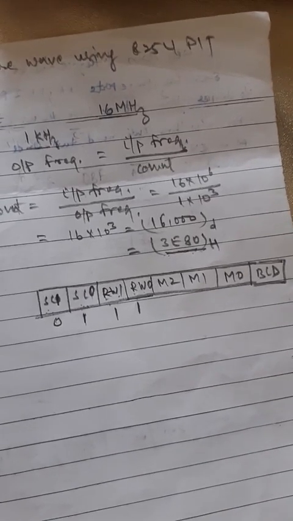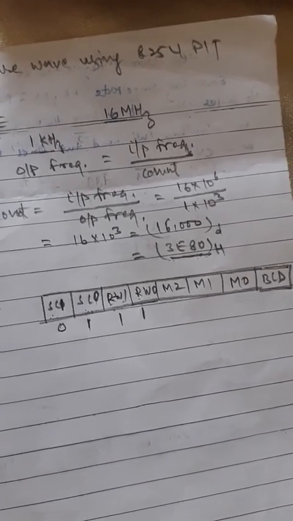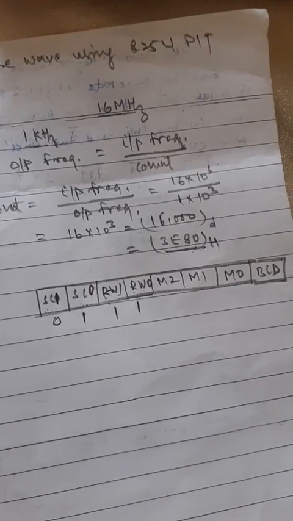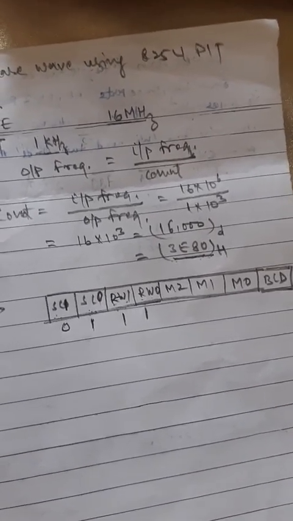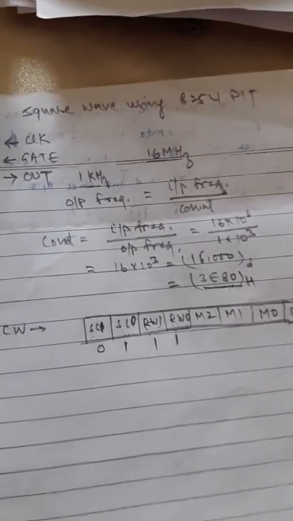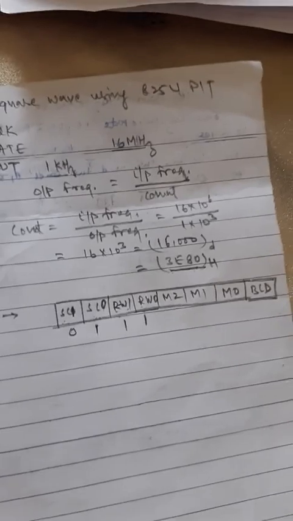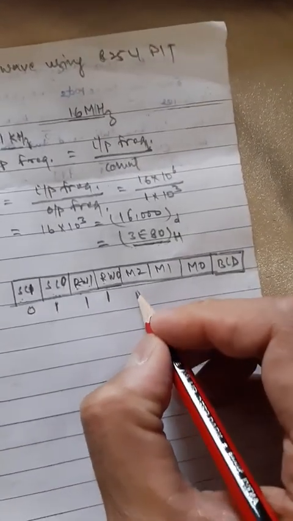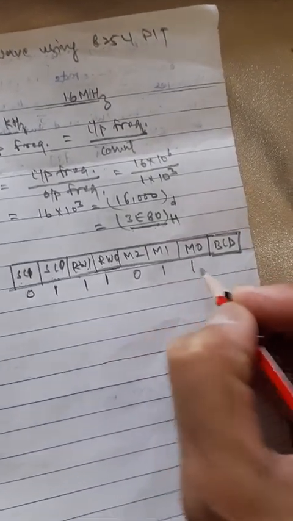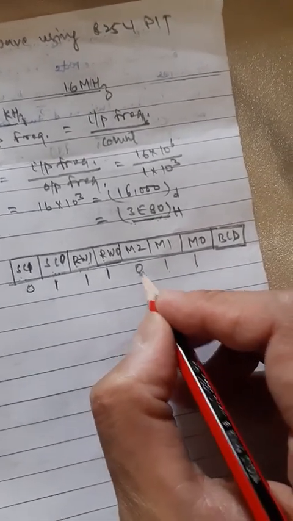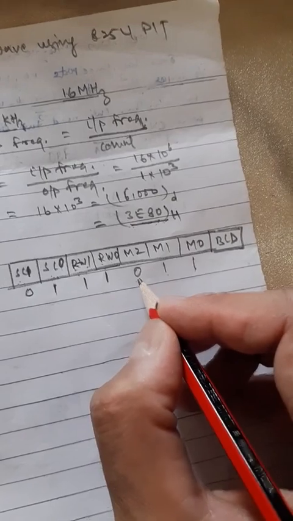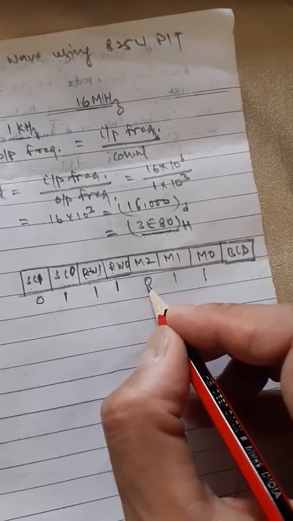Okay, and there are 6 modes, so the name of that mode is specified in the question. Okay, what that examiner wants us to generate. Here the examiner told us to generate a square wave, so we will use mode 3. For mode 3 these bits are 0 1 1, or you can take 1 1 1 also, because I told you that this bit is a don't care condition. Usually we take 0 1 1.